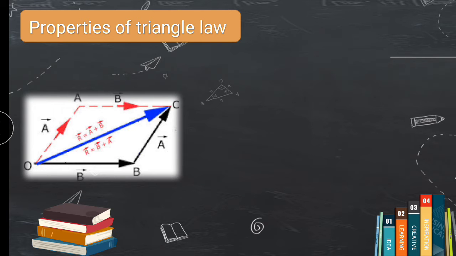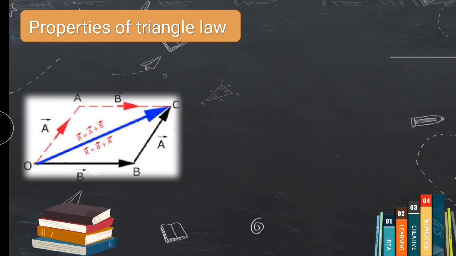So the first property is that the triangle law is commutative in nature. What is meant by commutative? Now you can see over here, this is OA. OA is represented by position vector bar A and side AC is represented by bar B. Now these two are nothing but the sides of the triangle. So what is the resultant of this? The resultant is OC, which starts from the starting of the first vector until the ending of the second vector. So the resultant R is equal to A plus B for this triangle.